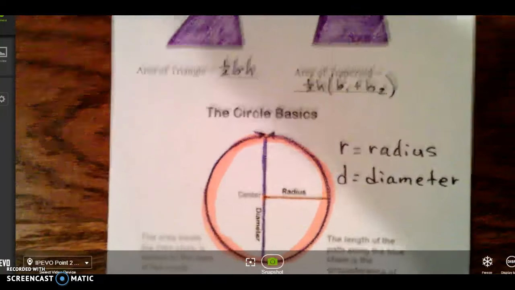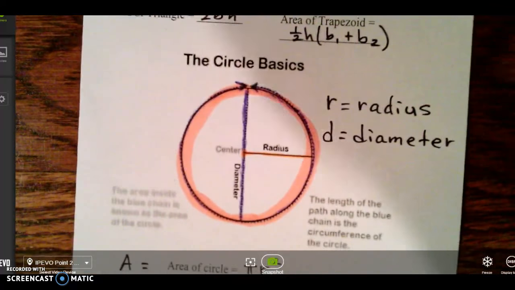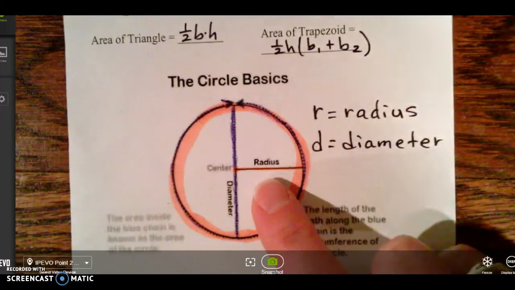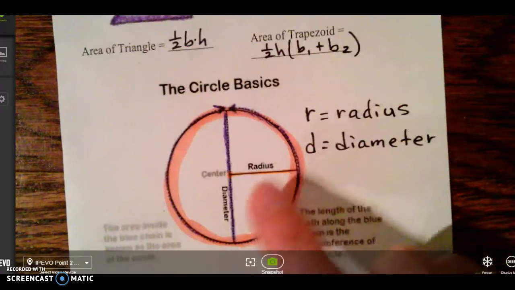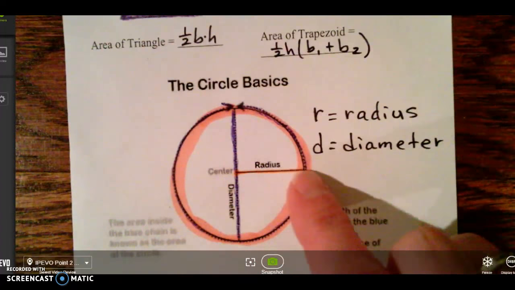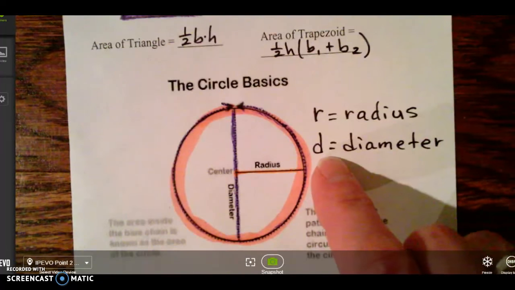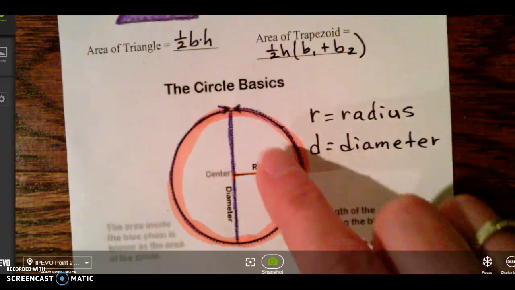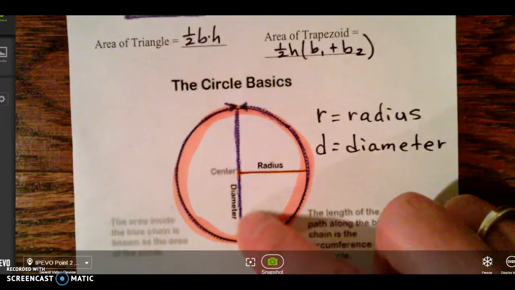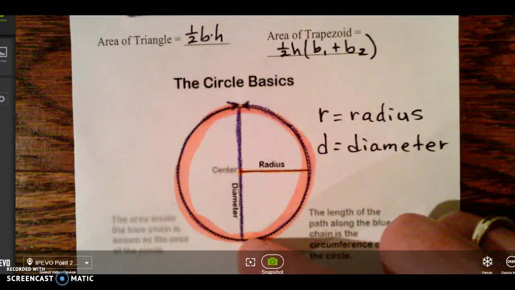Besides area, it's important that you remember the basics of a circle. The components of a circle that you need to be familiar with are radius. We use the letter R to represent radius. Radius is a line segment that will connect the center of a circle to any point on the outside. Another segment that you need to know about is called the diameter. We use the letter D to represent diameter. Diameter will connect the center of the circle, and it will go all the way across until it hits both opposite sides of the circle.